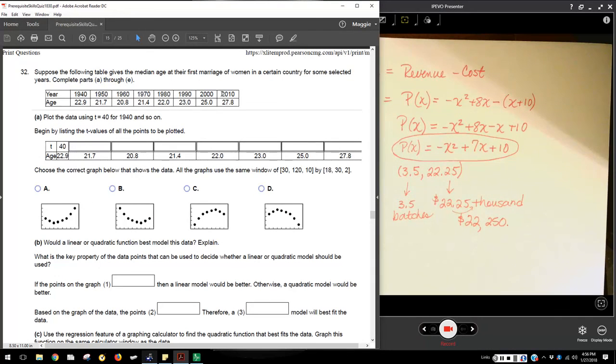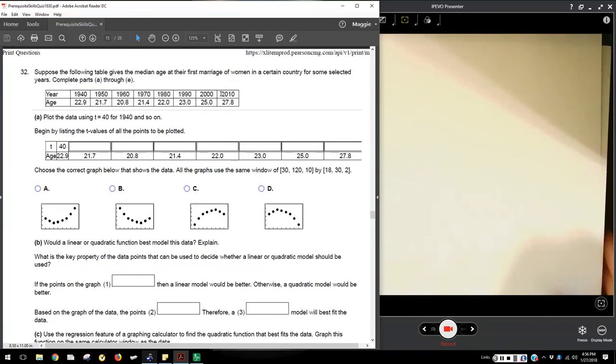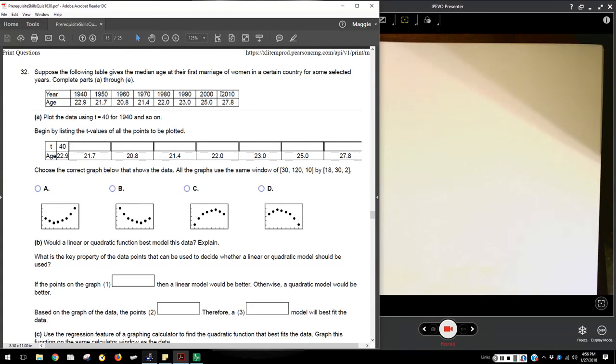If you didn't have Math 1630 last semester, chances are this question is probably a little fuzzy in your mind because you don't remember having done one like this. But we did, and we have in the last few years been doing modeling in Math 1630. So suppose the following table gives the median age at first marriage for women in a certain country for some selected years, complete parts A through E. And it says to plot the data using t equals 40 for 1940 and so on.